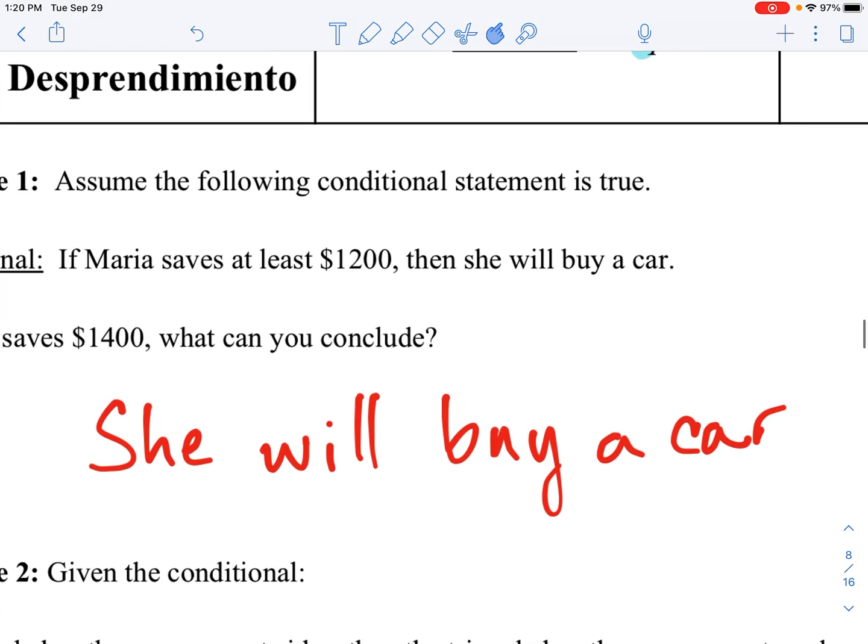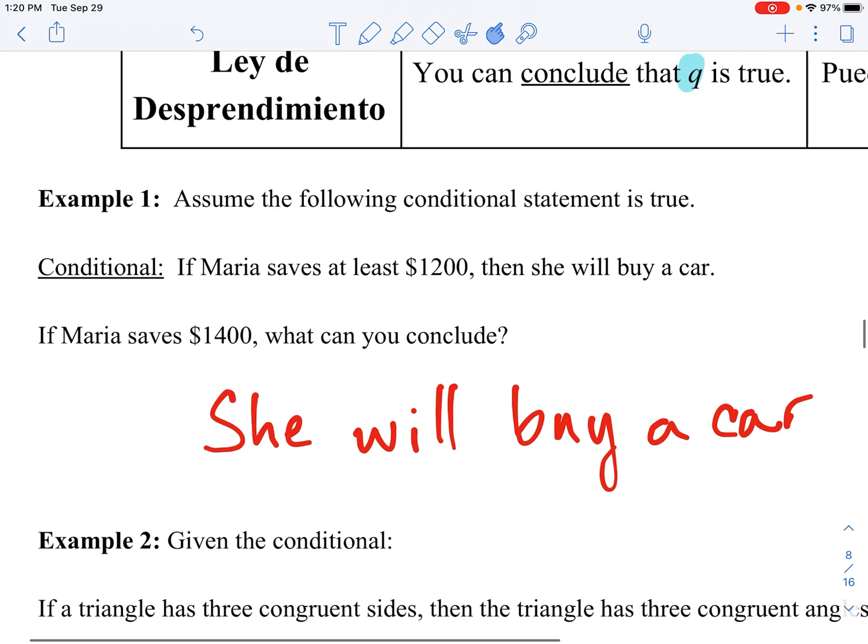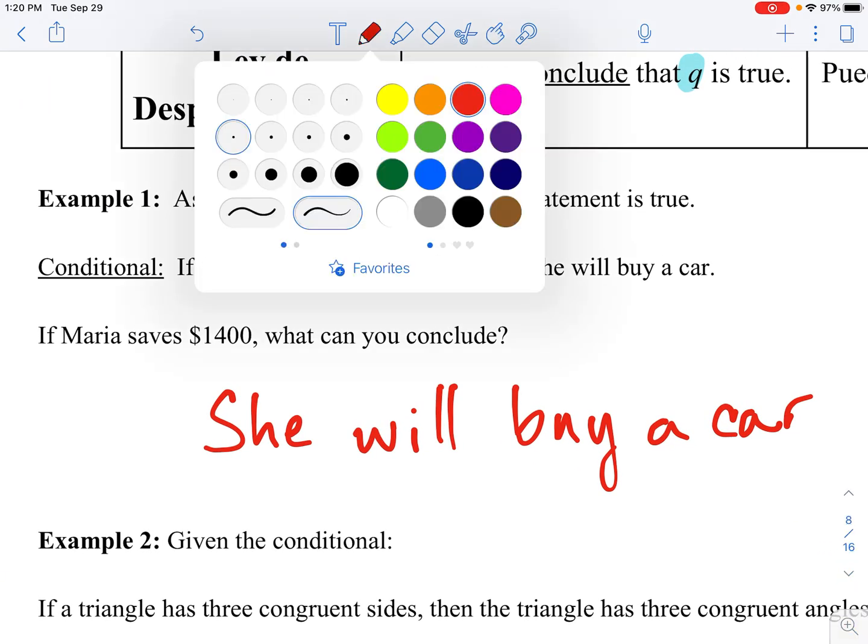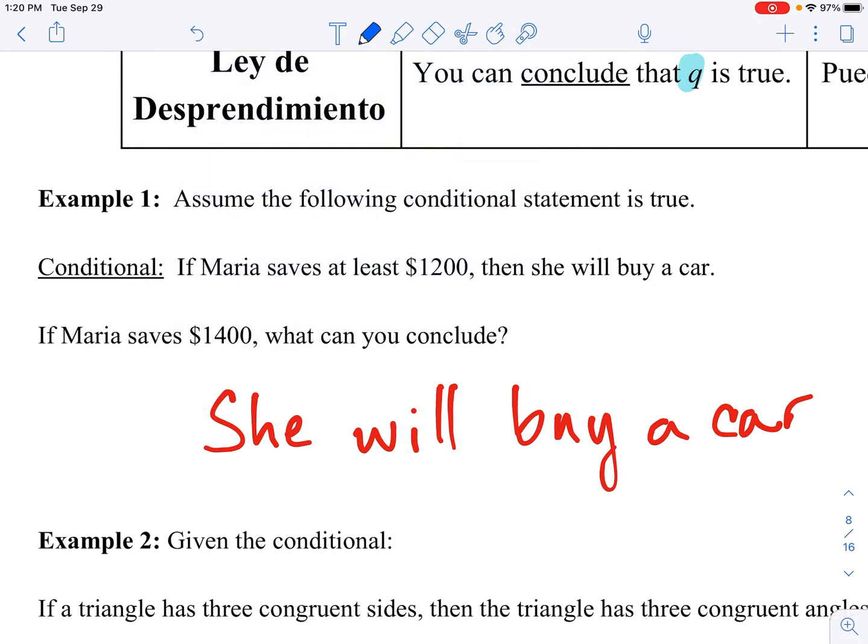So this first one says, if Maria saves at least $1,200, that is my P statement, all right, that's P. Then she will buy a car, that's my Q. Maria saves $1,400. Oh, so that's P, she saved at least $1,200. What can you conclude? I can conclude Q, she will buy a car.